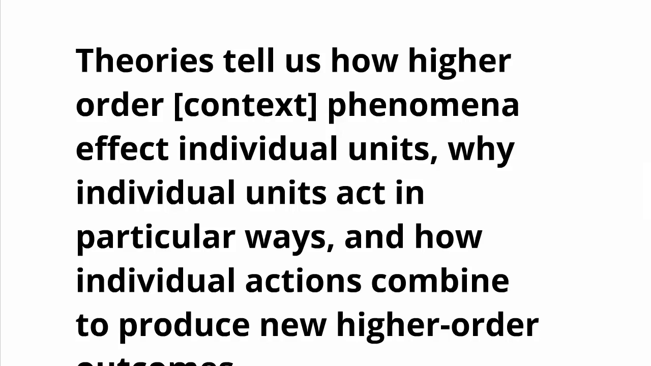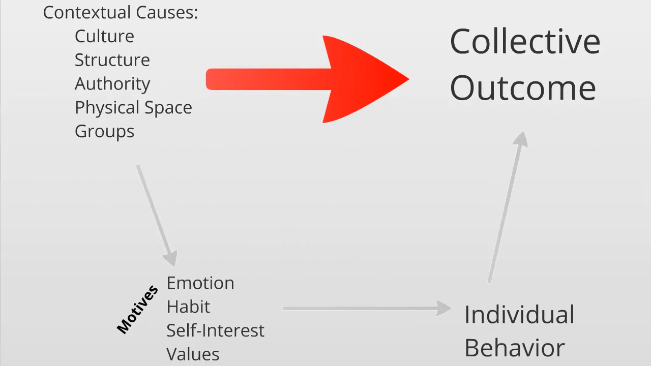So we're going to come back to Coleman's model every single class. We're going to look at this idea of how culture shapes emotions and emotions shape behavior. We're going to look at how structure shapes values and values shape behavior. We're going to look at how authority shapes habit and habit shapes behavior. And I just want you to think about this model. When you think about the social world, think about how context impacts internal state and how internal state impacts behavior and how behaviors aggregate or transform into a collective outcome.